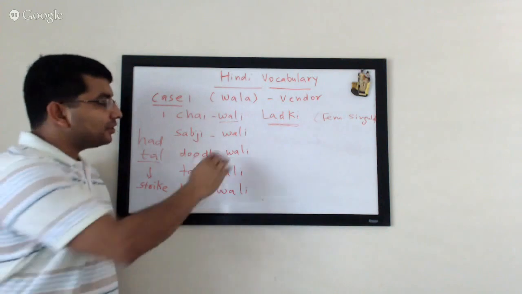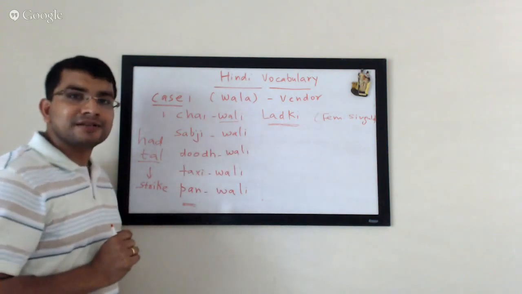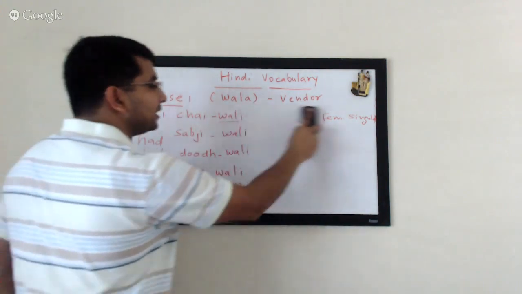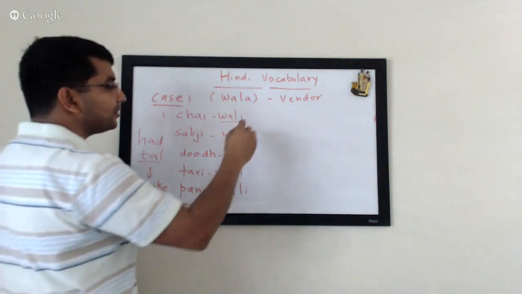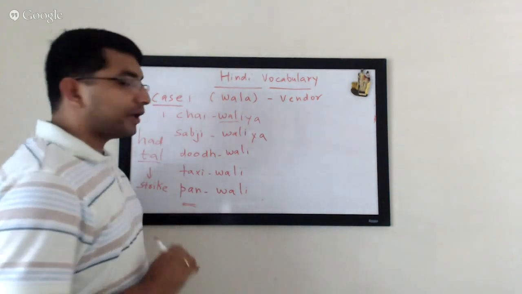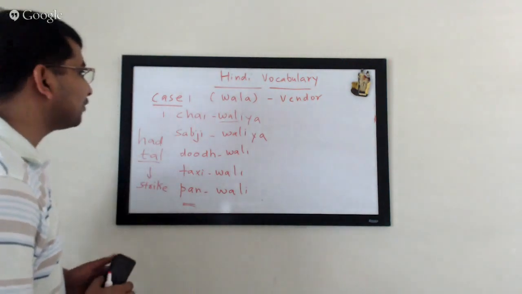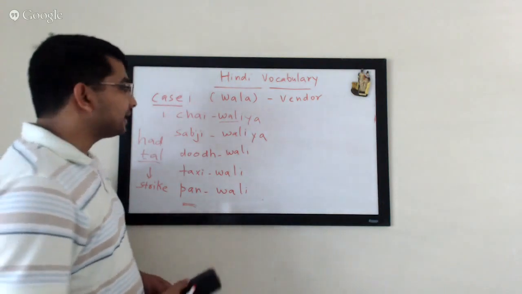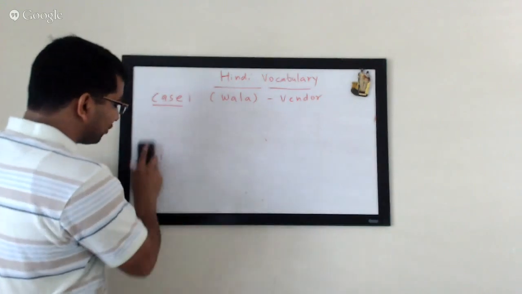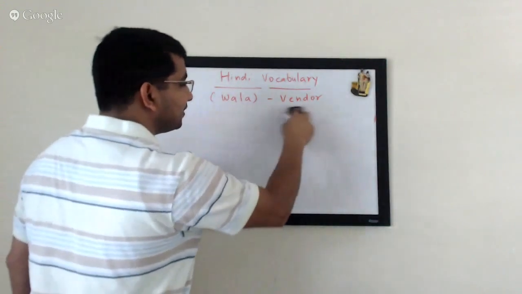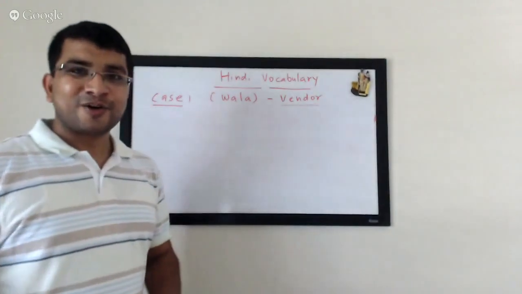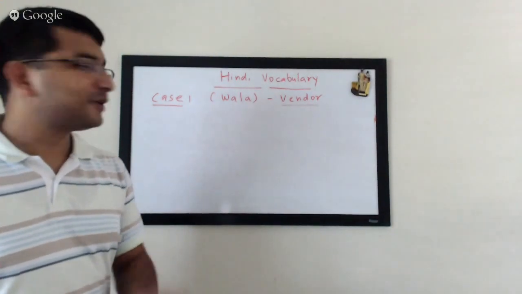If that is changing, you will not change the wali. You can keep wali as it is, right? If you don't want to worry about that, if you just want to refer to chai wali, you can change it directly. You can call it chai waliya or sabji waliya. Okay, I hope this is clear. We'll take some more examples of case one before I move to the next case. And as always, if you come across similar words where the wala refers to a vendor, please write them in the chat box so we can cover those as well.